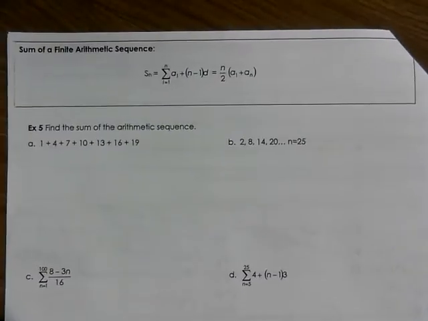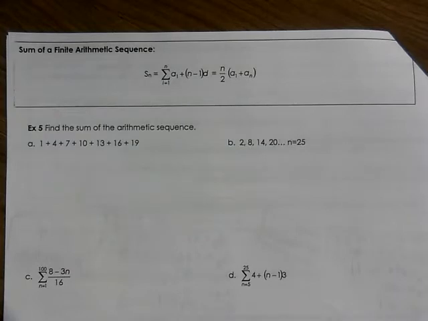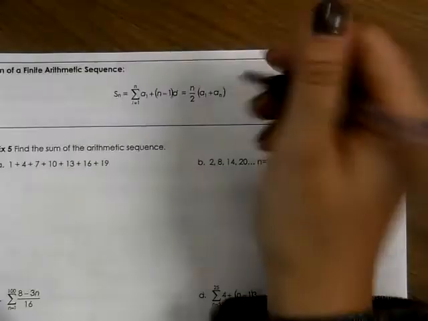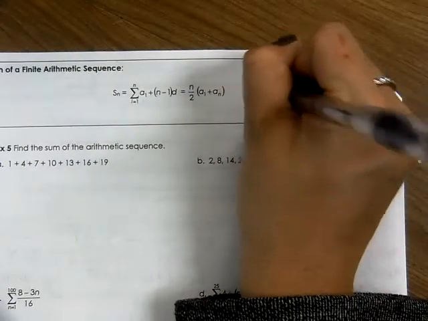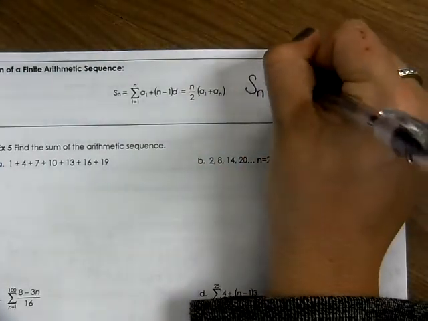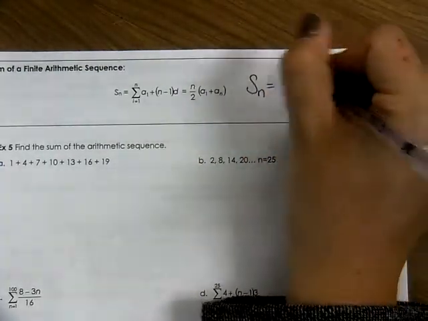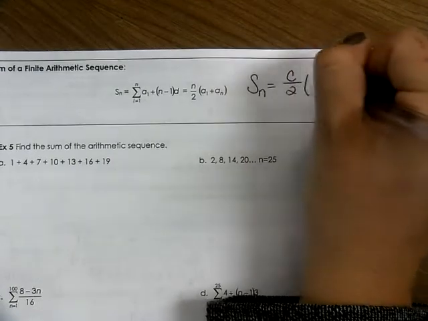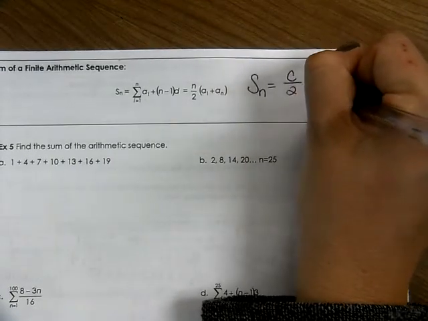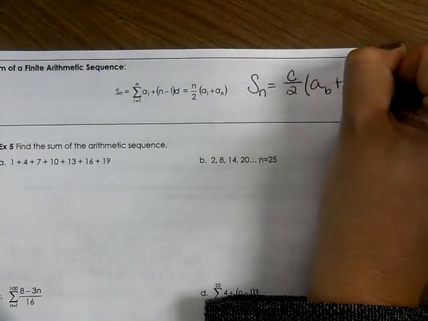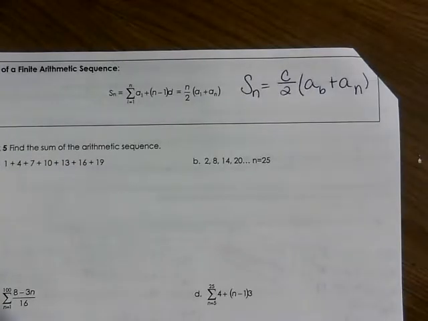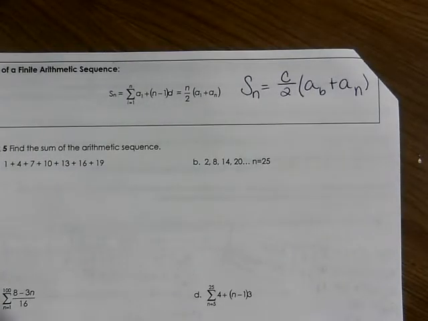Now, the sum of a finite arithmetic sequence. This is the next formula. You do have to memorize this, but I'm going to change it a little bit because I think it's easier to remember this way. So S sub n equals n divided by 2 times a sub 1 plus a sub n. I know what you're thinking. This looks exactly the same, but with more letters.